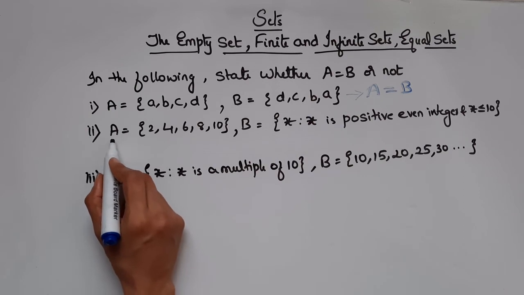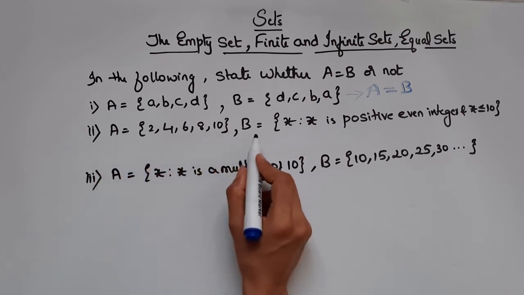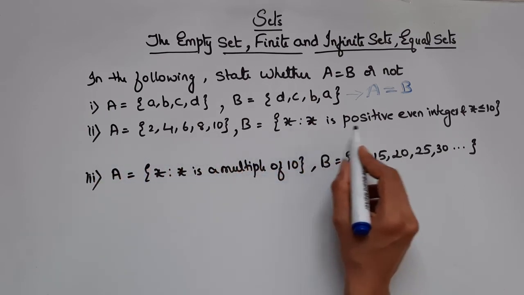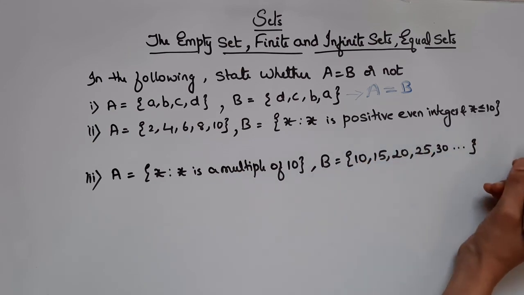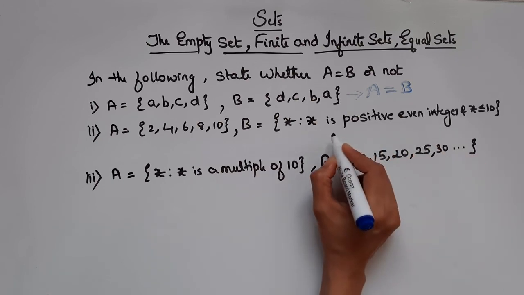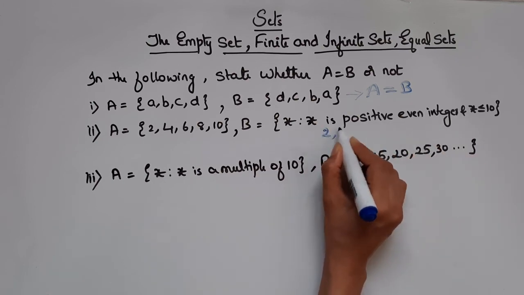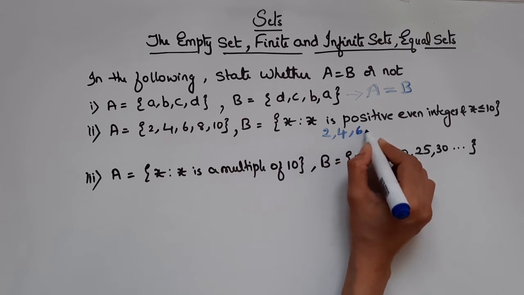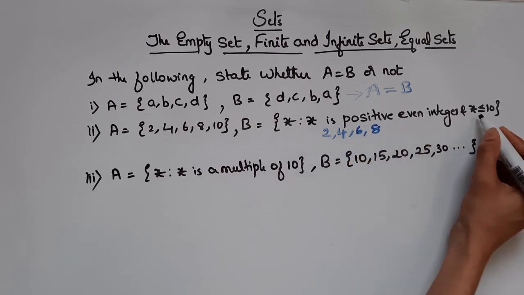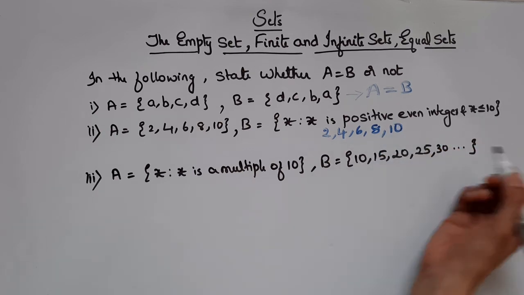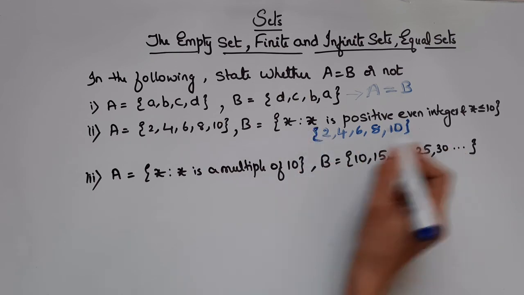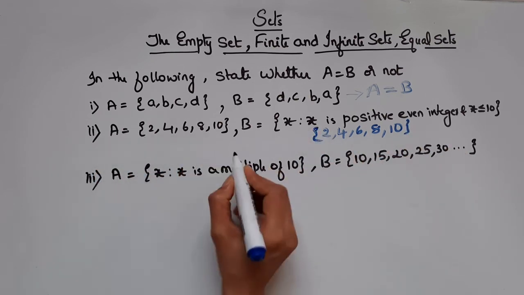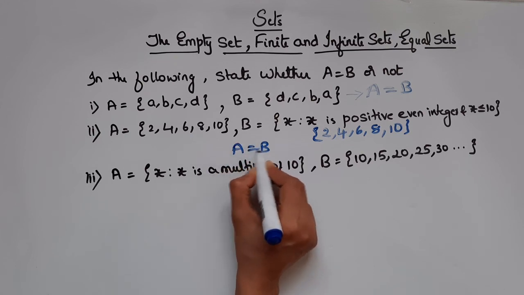So next we have set A is 2, 4, 6, 8, 10, and in set B we have x, where x is a positive even integer and x is less than or equal to 10. So it's a positive even integer. So we have 2, 4, 6, 8, and here x is less than or equal to 10. So 8 and 10, right? So therefore the elements of set B are 2, 4, 6, 8, 10. Here also we have 2, 4, 6, 8, 10. So therefore we can say set A is equal to set B.